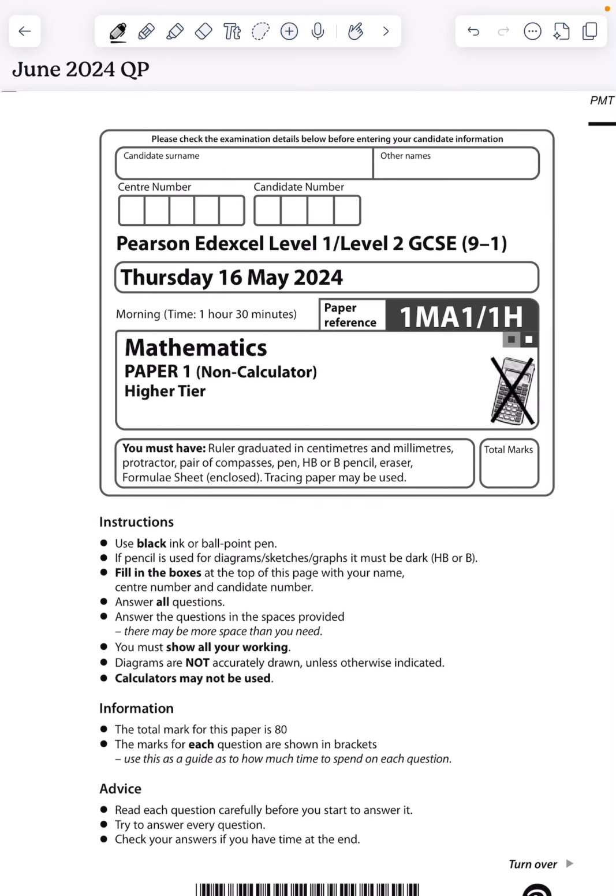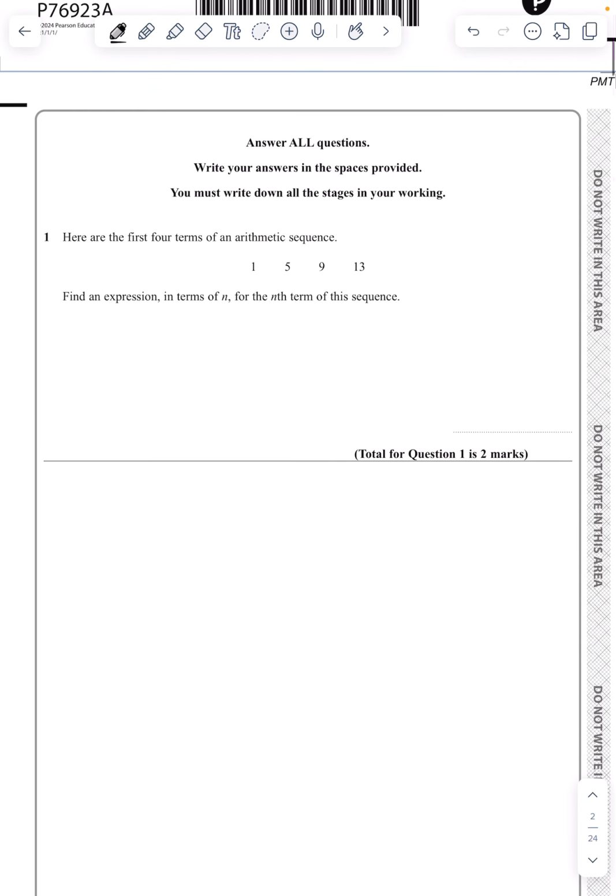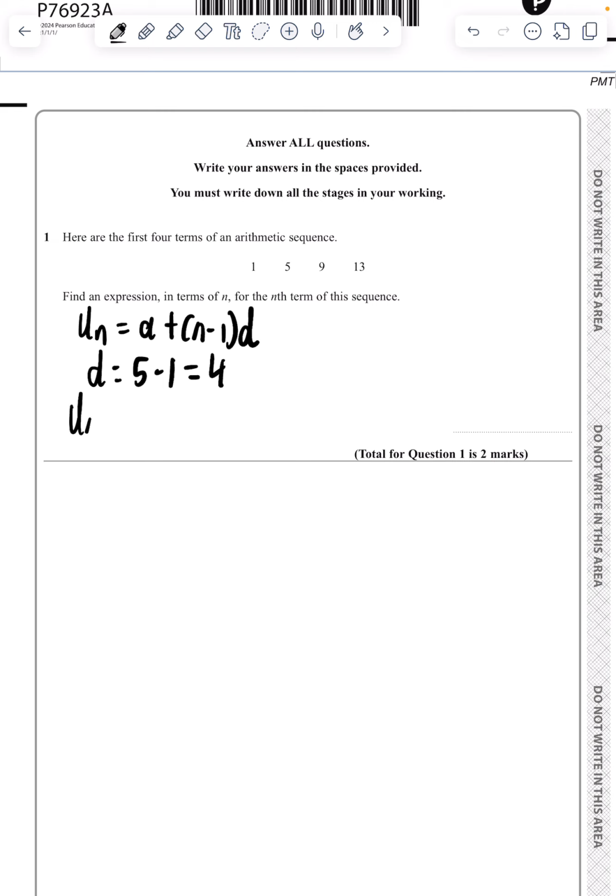So I'm just going to quickly run through the GCSE 2024 paper 1. So this is an editor. So the formula is that. Common difference, just the difference between any two consecutive terms. First term is obviously 1. Just solve.